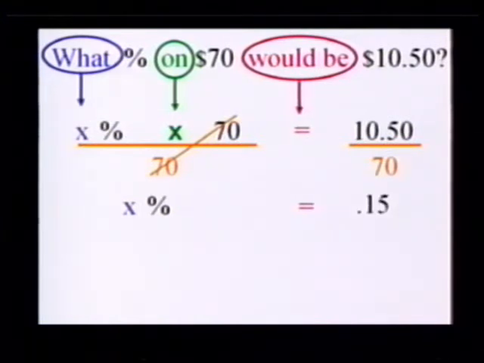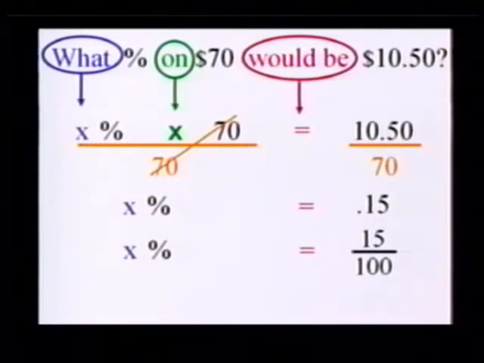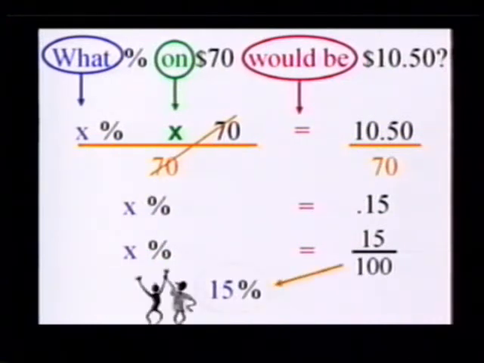0.15. Now, what percentage is 0.15? Wait a minute. Remember how to do that? What a percent means? Fraction out of 100? What percent is 15/100ths? Well, that's the definition of percentage. 15%. 15 out of 100. Baby, you're the greatest. That's not so bad, is it?